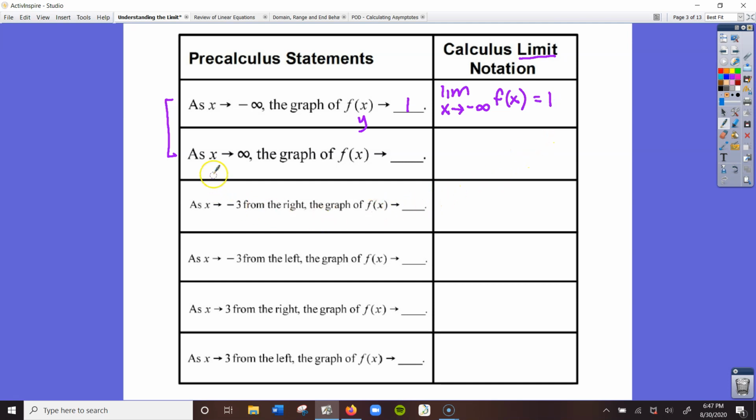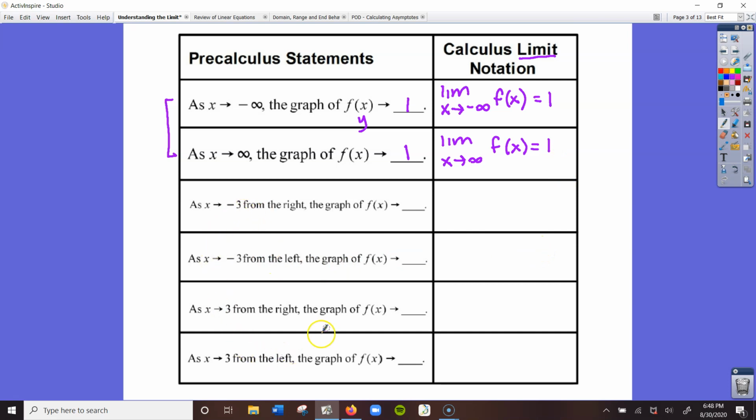Now we're going to do the same thing, but for the right side of the graph. As x is approaching positive infinity, the graph of f of x is also approaching 1. That's because the horizontal asymptote determines both the left and the right side of the graph. So our limit as x is approaching positive infinity of f of x is also equal to 1.